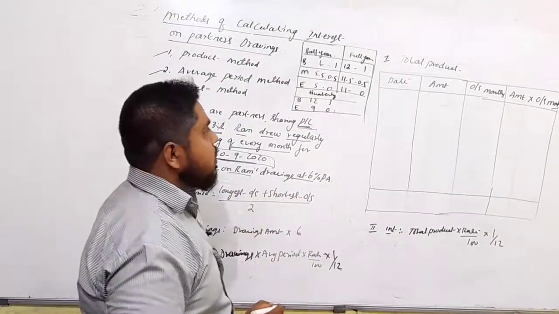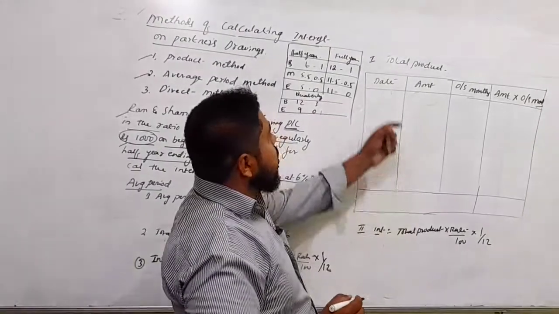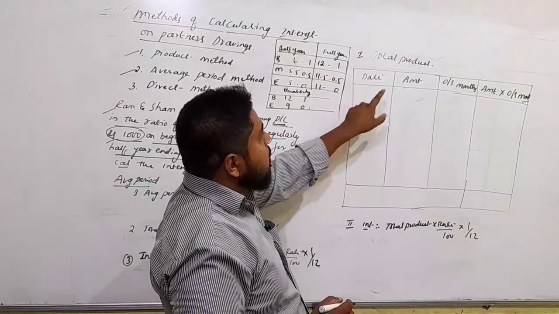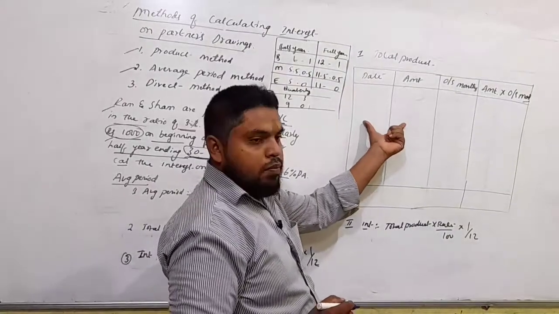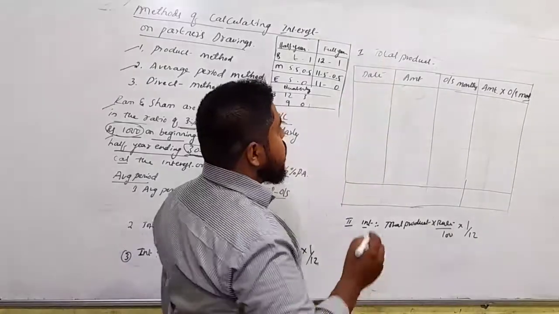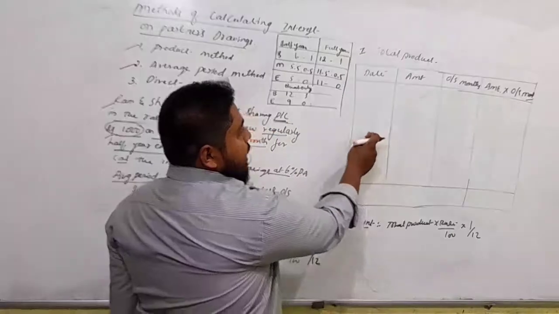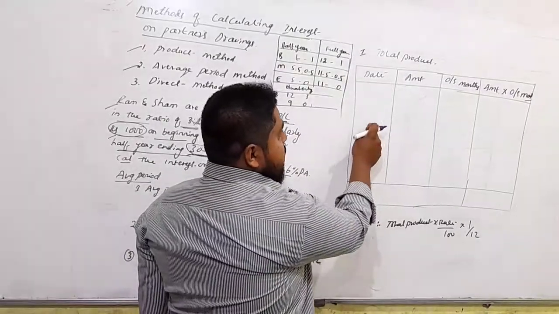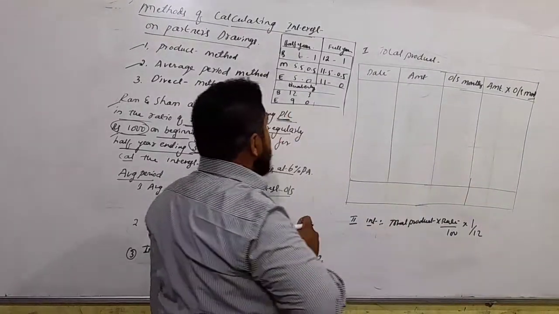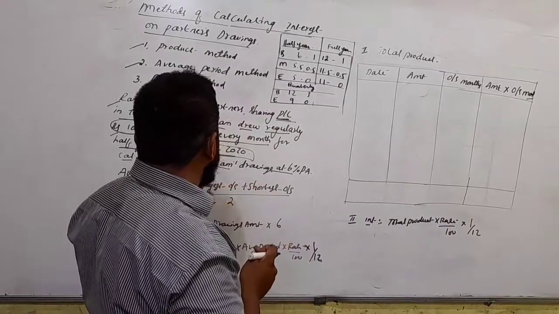Calculate the interest on Ram's drawings at 6% per annum. First let us work it out under the product method. Under the product method, first you have to insert the table. With the help of the table you have to find out the total product. So the table has the columns: date, amount, outstanding months, and amount into outstanding months. Now in the date column you write down the dates.